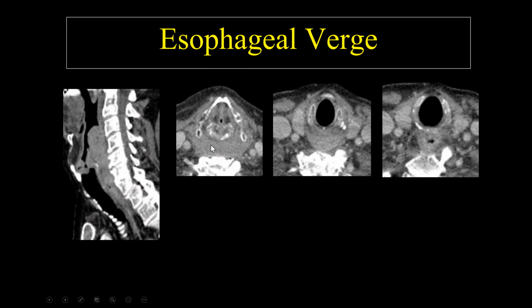Now, this was a case just from a couple weeks ago, a very large hypopharyngeal carcinoma. This was involvement of the esophageal verge, and we can see the verge is abnormal. And when we look at the cervical esophagus, there certainly appears to be tumor involved in the cervical esophagus.